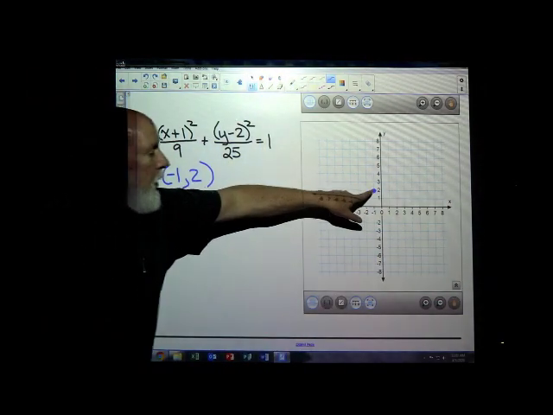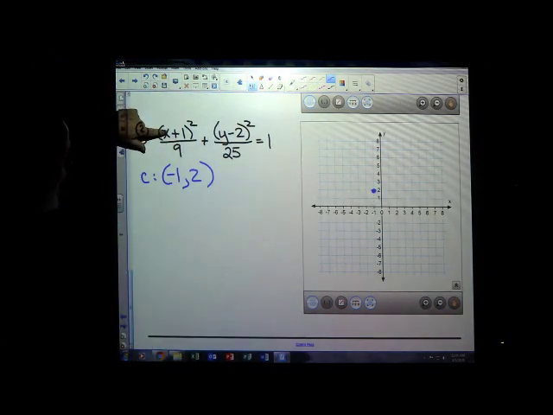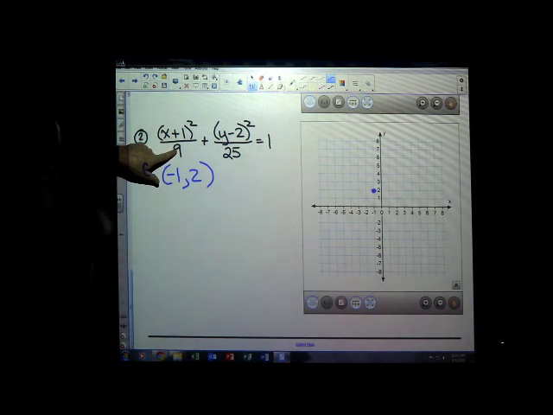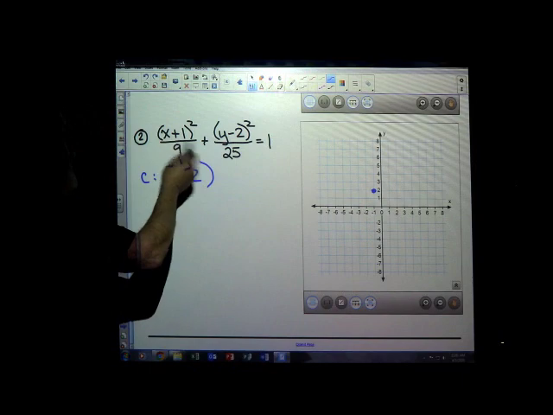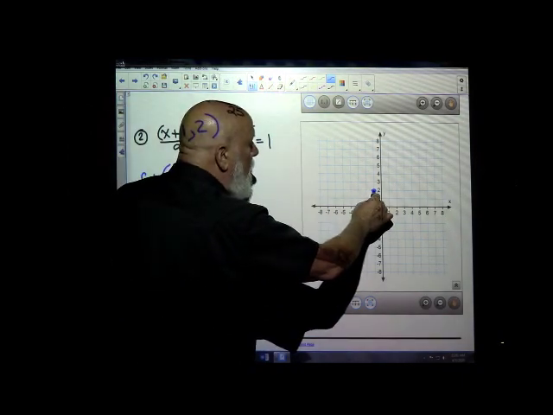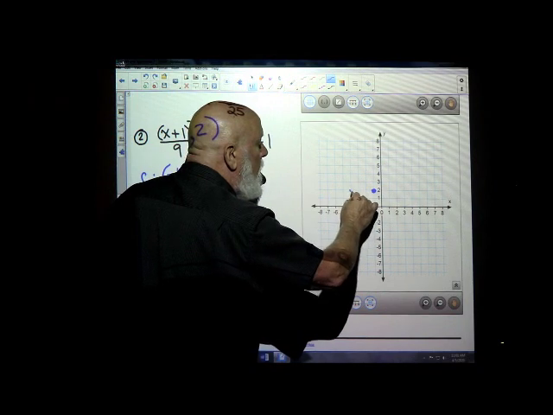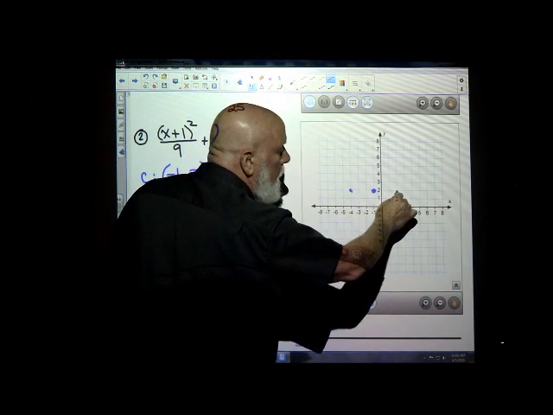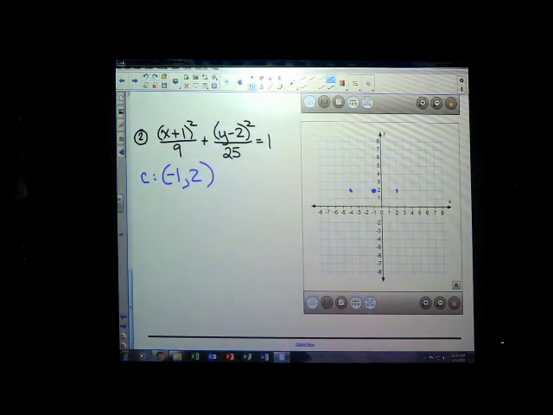Now from here, going horizontally, is going to be whatever number is under the x. I'm going to take the square root of that, and I'm going to go that many units to the left and right of my center. So I'm going to go to the left 3 and to the right 3. Here's my center. The square root of 9 is 3. So I'm going to go to the left 3 and to the right 3. If I can count to 3. 1, 2, 3. Yay.